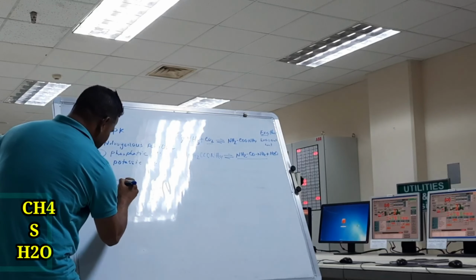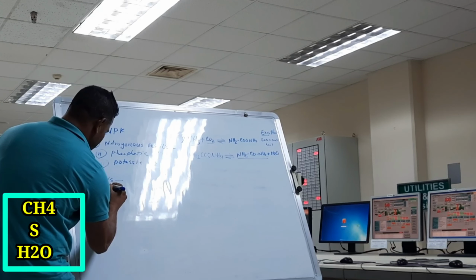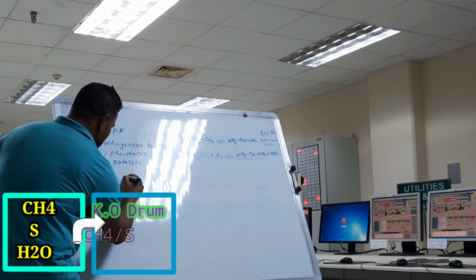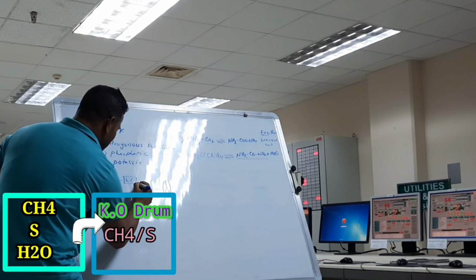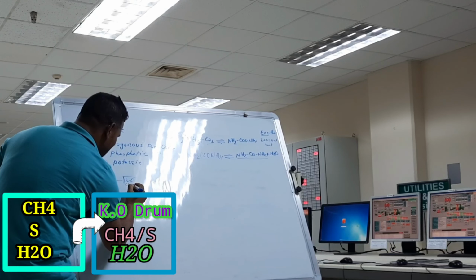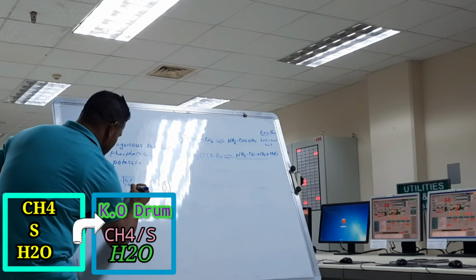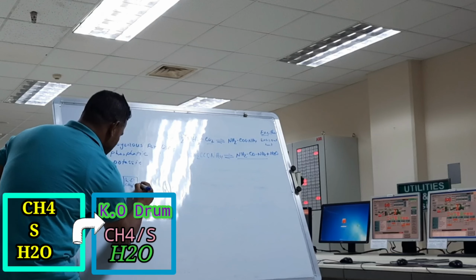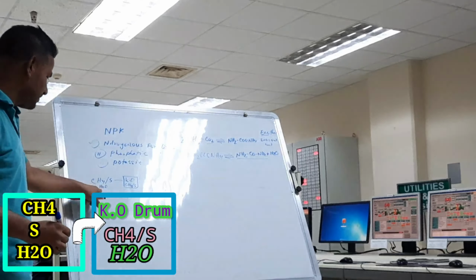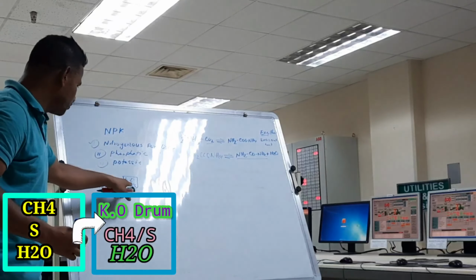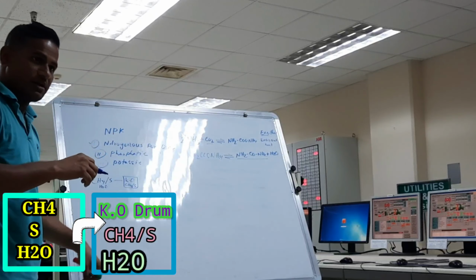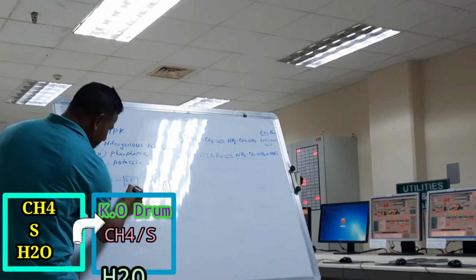This methane and some condensate, some water, will go to the knockout drum. It is called knockout drum. Okay. When it passes the knockout drum, what will happen? This water will condense. So this is the remaining methane and sulfur. Okay. The utility plant provides methane and sulfur and some water. So when this goes to this knockout drum, all water is removed and the remaining is methane and sulfur.